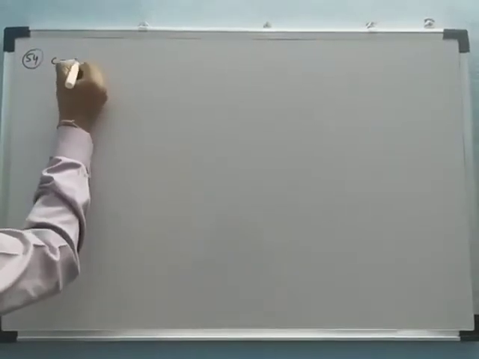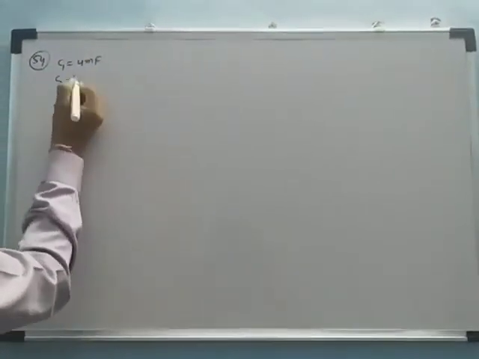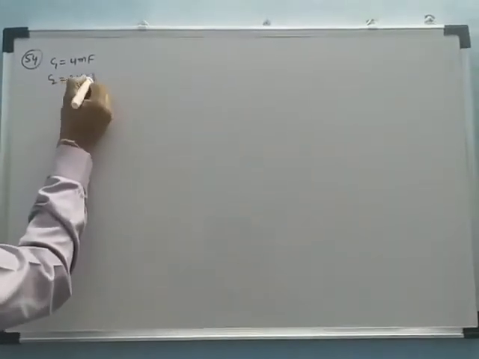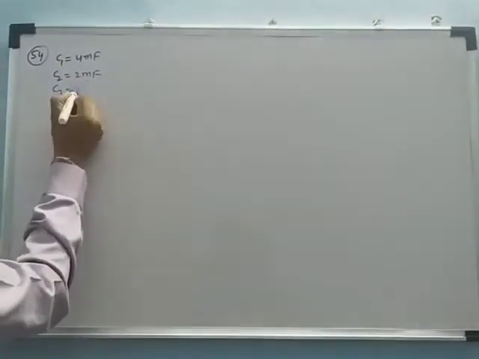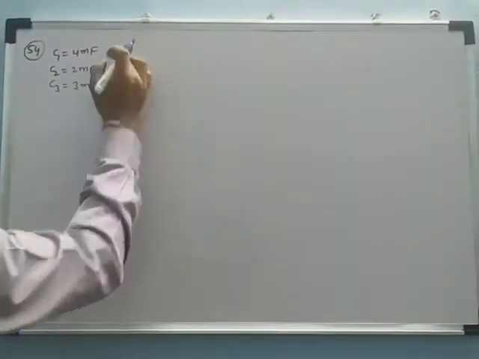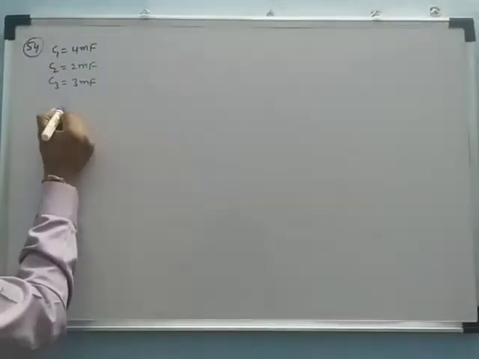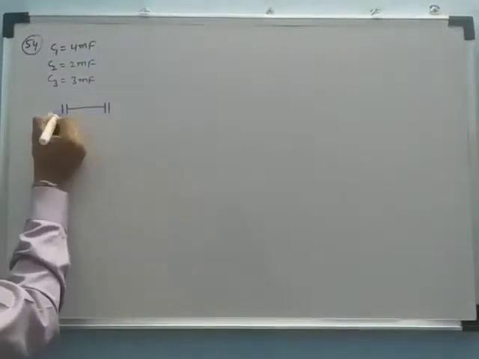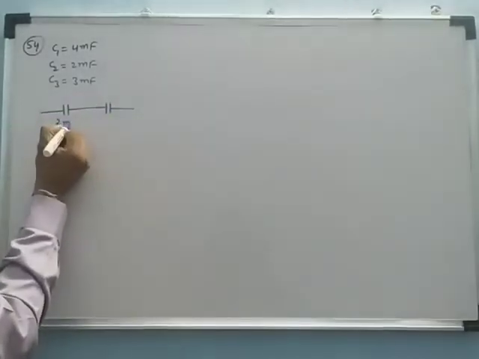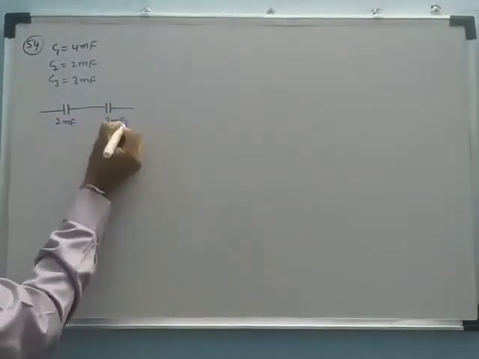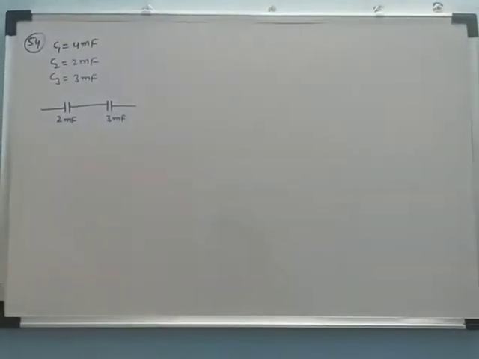Question we're discussing is number 54. Three condensers of capacity C1 is 4 microfarad, C2 is 2 microfarad and C3 is 3 millifarad are connected such that 2 and 3 are in series. The 2 and 3 in series means this is the series connection: the 2 millifarad and the 3 millifarad are connected in series.